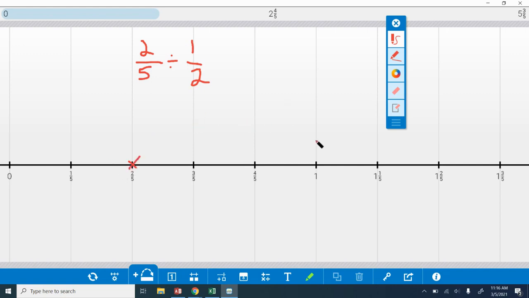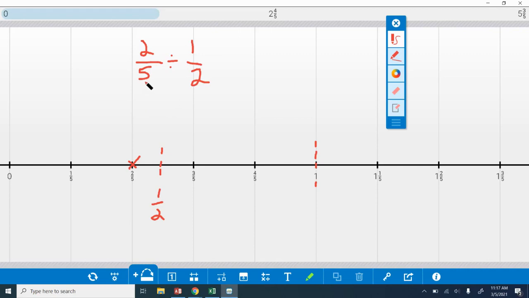And we're talking about 2/5 out of a whole because fractions are part of a whole. So I'm going to go ahead and mark the whole. And this particular question is asking us to find how many groups of a half are in 2/5. So if this is 0 and if this is 1, then half would be right about here. As 1/2 is greater than 2/5, so it's going to be a partial group.